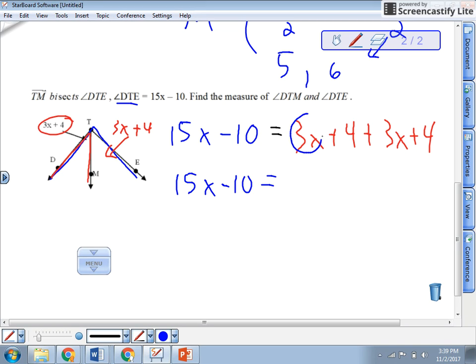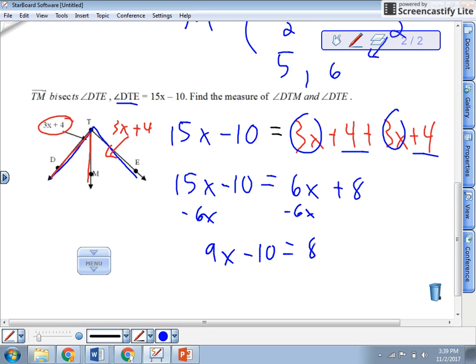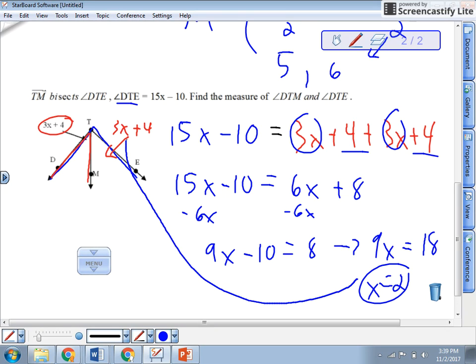So 15x minus 10 equals, I combine my 3x and my 3x, so that's 6x, and then I combine my 4 and 4, that's plus 8. Then we just continue to solve until we find x. I subtract 6x, and I get 9x minus 10 equals 8. I add 10, so this becomes 9x equals 18. So x equals 2. Now, once x equals 2, I need to plug that in for x to find the measures of the angles that they're asking me for.